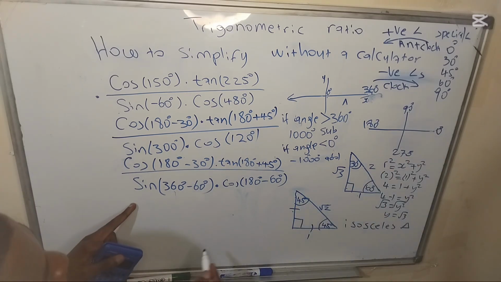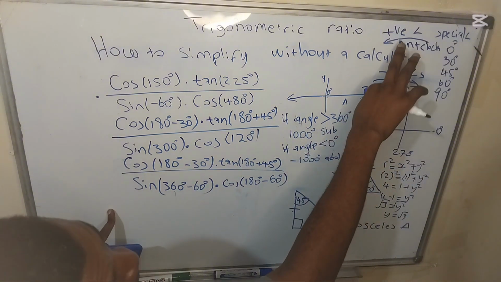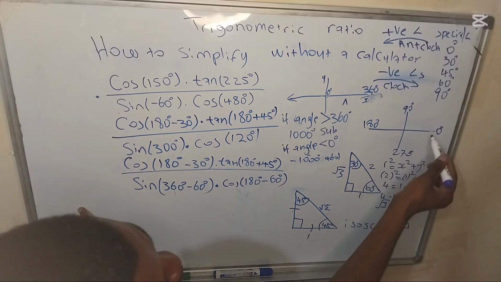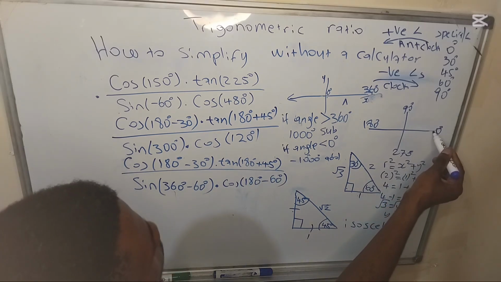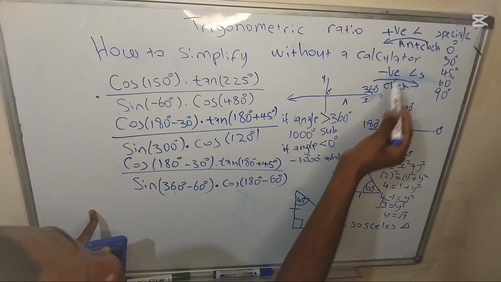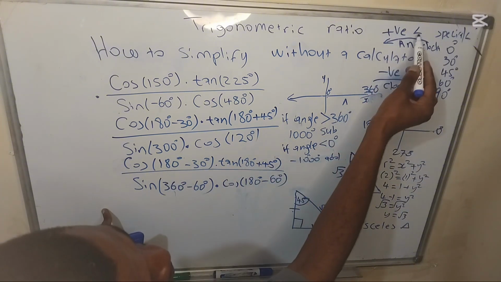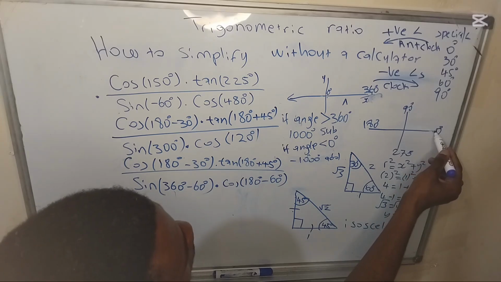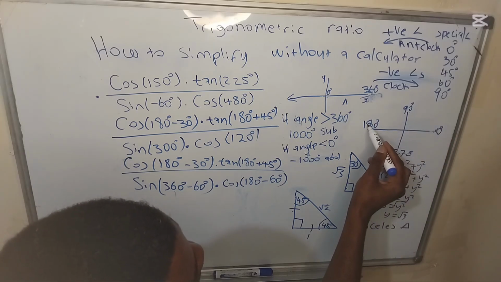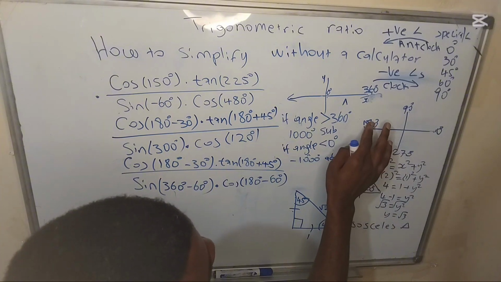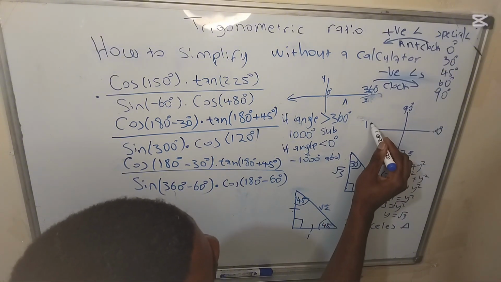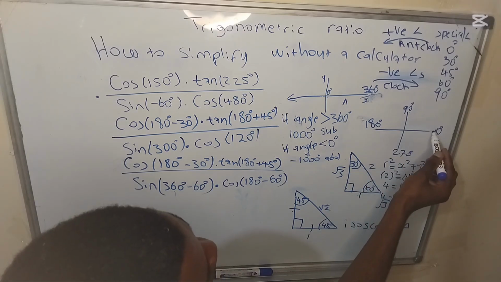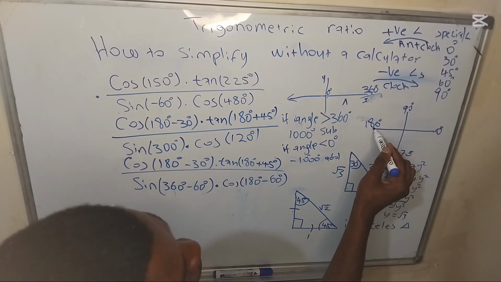So let's move, guys. Now we are about to use this positive anti-clockwise and clockwise method to simplify this whole thing. From 0 degrees to 180 degrees, we have to move anti-clockwise because positive angles move anti-clockwise. So from 0 degrees, let's complete our 180 degrees. This is 180 degrees. We have completed our 180 degrees.